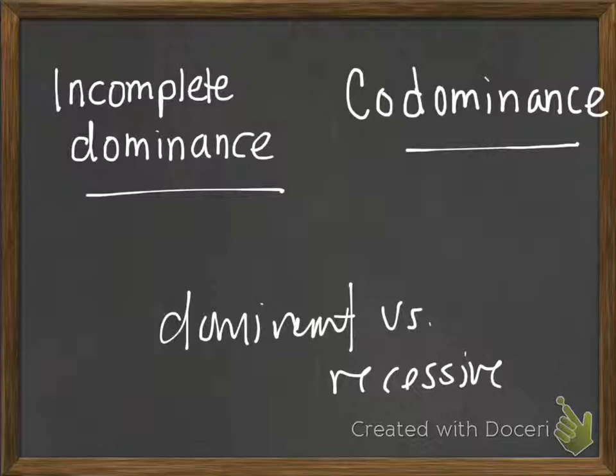That's because that's something that requires more than one gene. Hair color is the same way. Skin color is the same way. All of those things require more than one gene. But we have things that are single genes that still aren't as clean and clear cut as dominant versus recessive. And we're going to talk about those today, incomplete dominance and codominance. So let's start off with codominance.